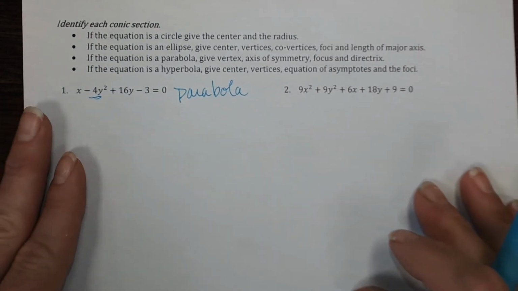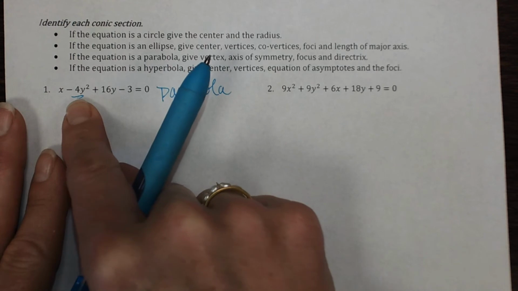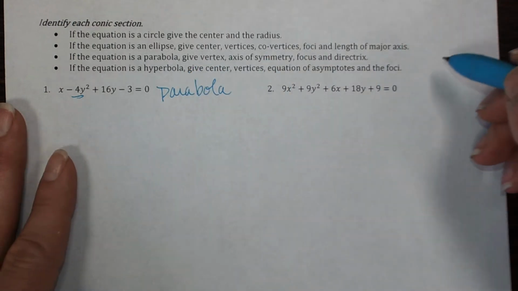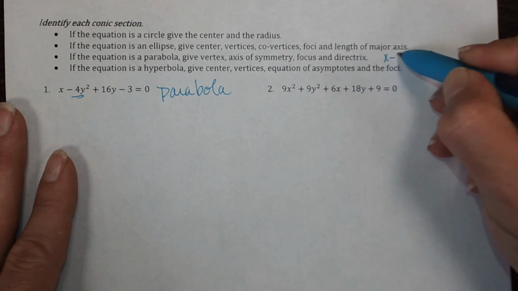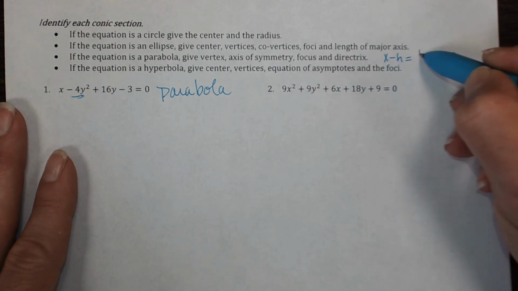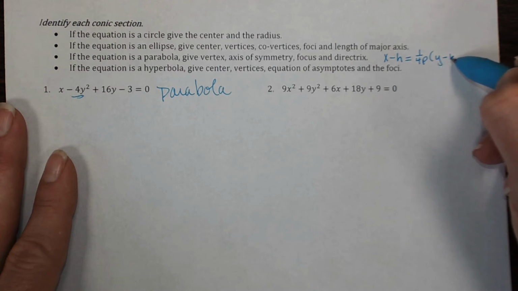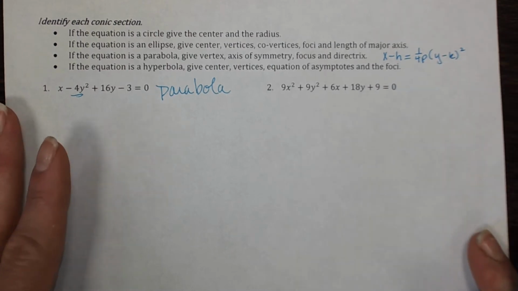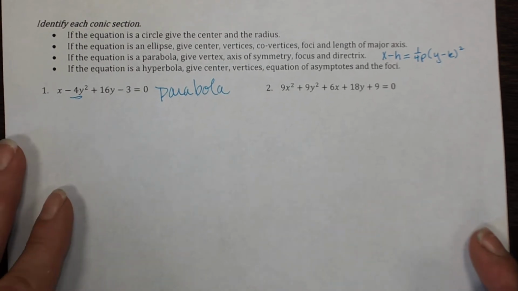Okay, and so remember that parabola form, and I say, okay, well, this one is a y squared. So remember that parabola form is x minus h, well, in this case, it's the 1 over 4p times y minus k squared. Okay, so that's that general formula. That's what we're trying to get this to look like.